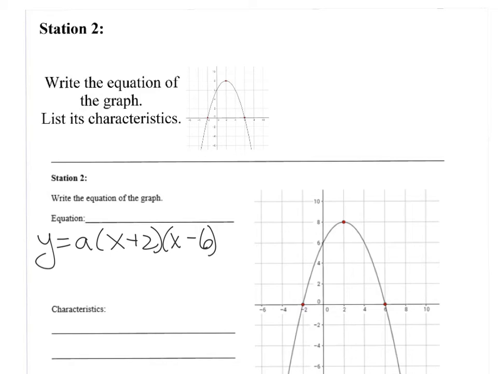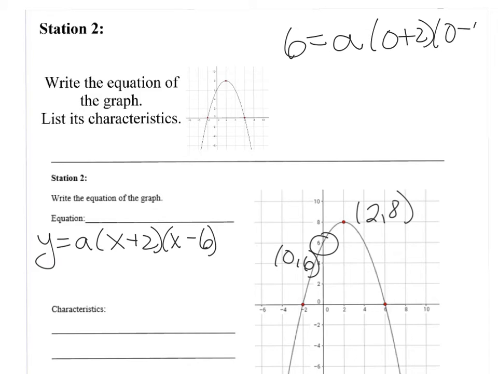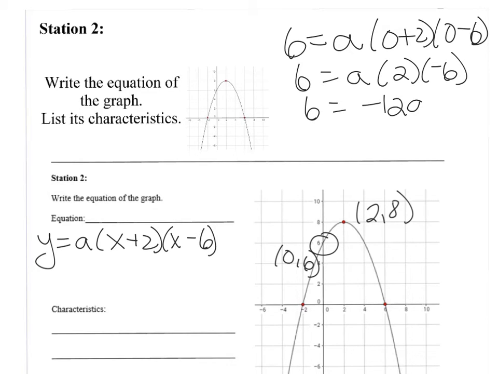We can pick any other nice point on this graph. And look, they're labeling this as (2, 8) for us. We could even use (0, 6). And let's find out the value of a. You can pick either point. I'm going to choose (0, 6) because it's a lot nicer to use. So 6 is the y, a I'm trying to find. 0 plus 2, 0 minus 6. So that's 2 times negative 6. That's negative 12a. So when we solve, we get negative 1/2.